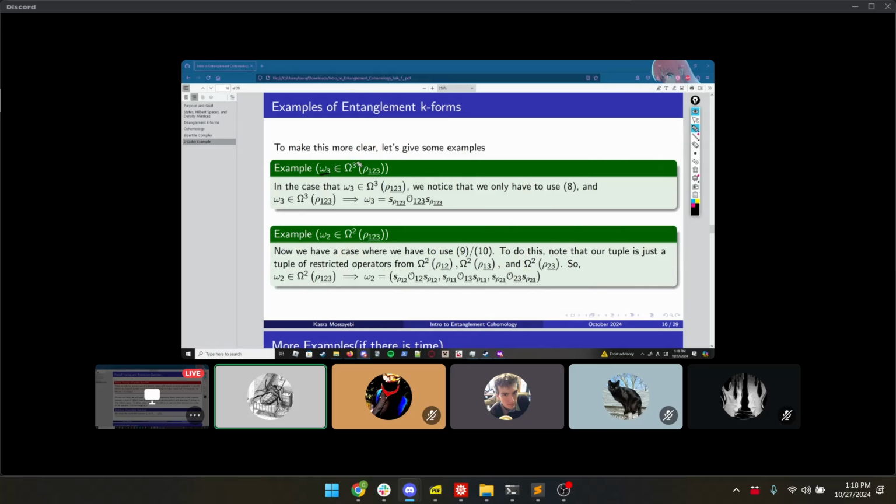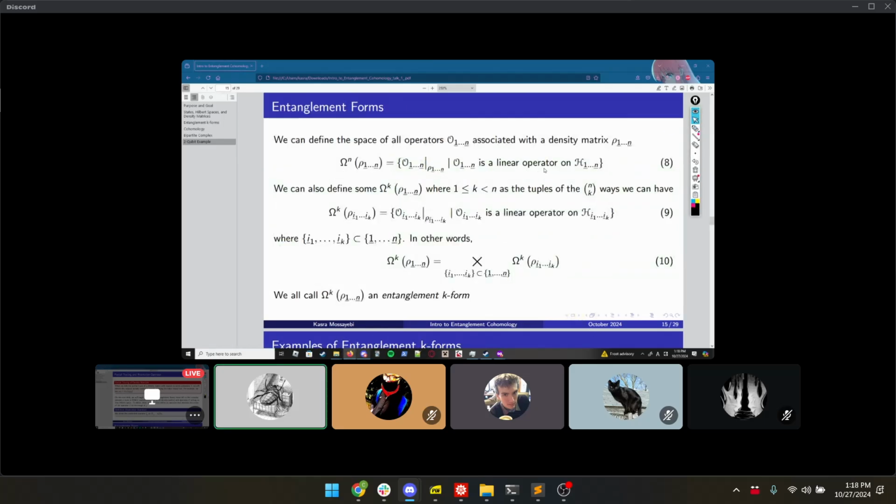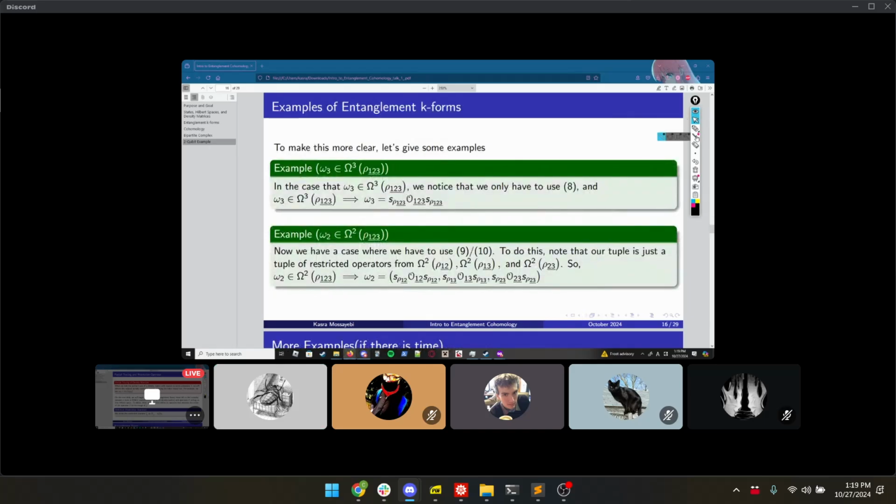So when we go with some omega 3 in this entanglement 3-form, with rho 1, 2, 3, so it's a tripartite example, all we need to think about is that we just need to use the first guy on this slide here. So it's just going to be some linear operator restricted by the support projection operators of rho 1, 2, 3. So all we get is just one operator restricted by the support projection operators of rho 1, 2, 3. So nothing too complicated there.